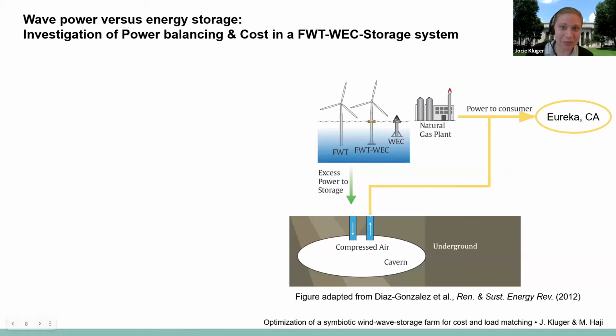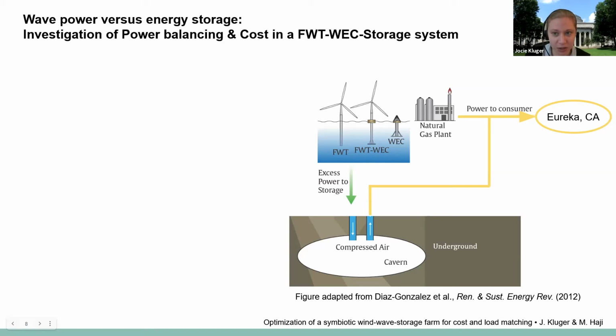For our study, we wanted to compare the performance of systems with varying levels of wave power and energy storage to understand the potential advantages of using different levels of wave power. Our investigation considers an electric grid with a 600 megawatt offshore farm comprised of wind and wave power, compressed air energy storage, and a natural gas plant providing required base power to satisfy a power demand with fluctuations based on the historical demand from Eureka, California, recorded in 2017.